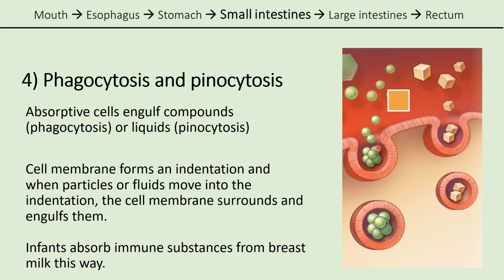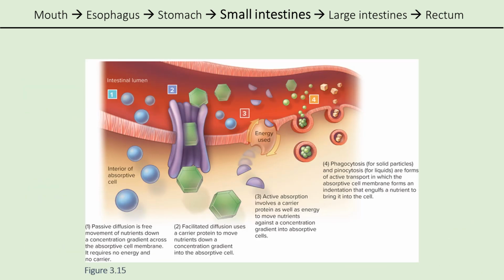And then they are absorbed. One example of a compound that moves into the intestinal wall this way, past the membrane this way, is immune substances from breast milk. This is a nice little summary slide in your book. This is figure 3.15 that shows all four of these methods of absorption through the intestinal wall. So here you can see the intestine, and this is the membrane. And so it's comparing each of these four methods of transport through the intestinal wall.